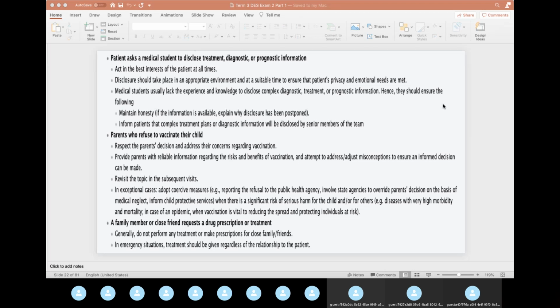What if a family member or a close friend requests a drug prescription from you? A close friend or family member says, hey, could you please give me a prescription for this? What are you going to do? Do not perform any treatment or make prescriptions for close family members. However, in emergency situations, treatment should be given regardless of the relationship to the patient.